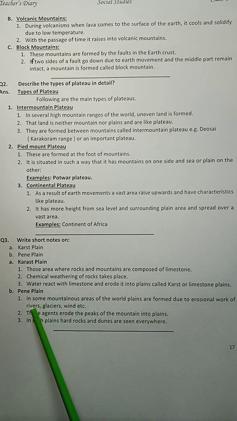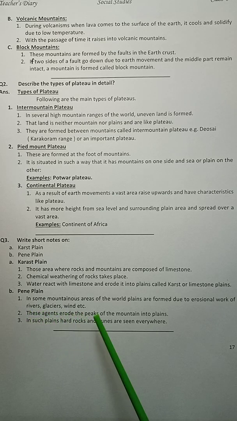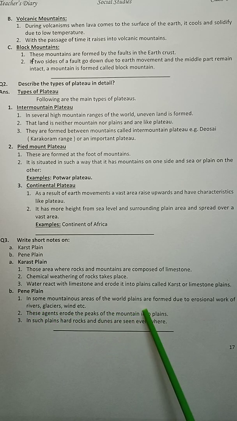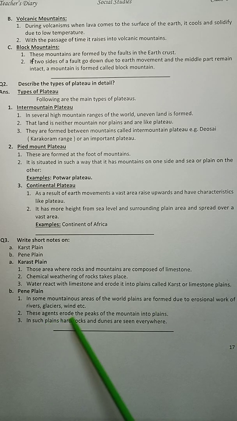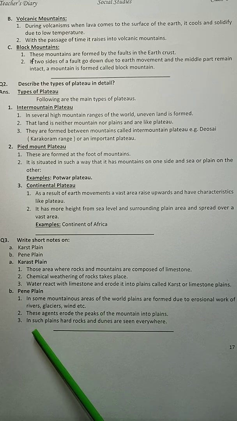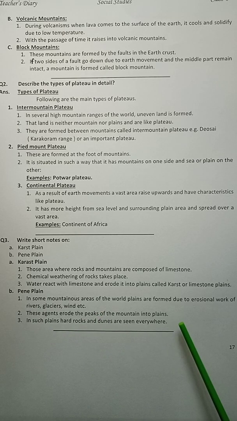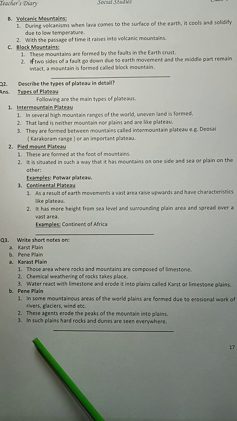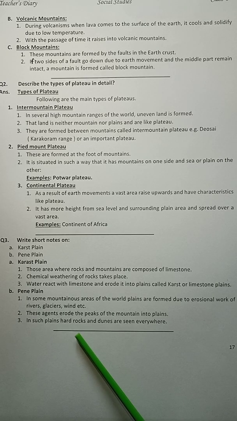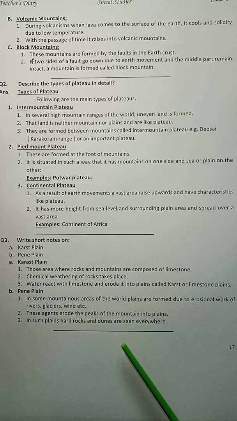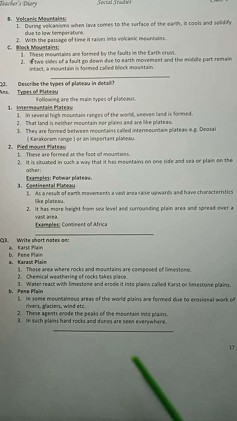Give the second heading of peneplain. The first point is, in some mountainous areas of the world, plains are formed due to erosional work of rivers, glaciers, winds, etc. Second point is, these agents erode the peaks of the mountains into plains. And point number three is, in such plains, hard rocks and dunes are seen everywhere. Now give the finishing line.